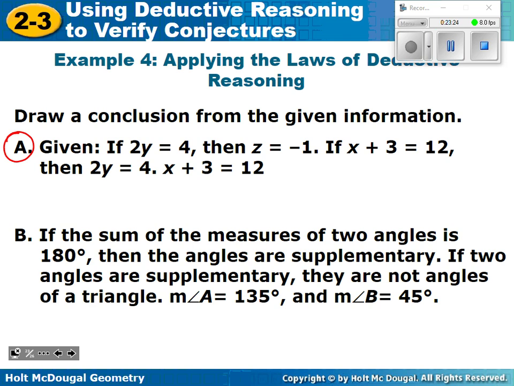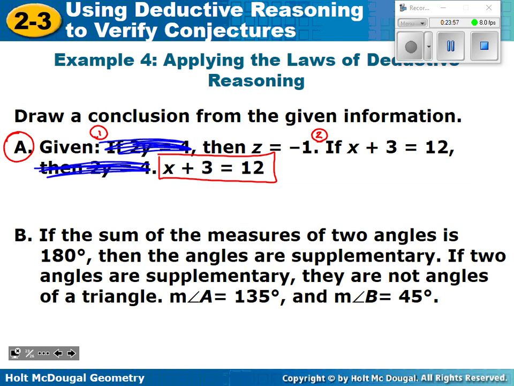So it says, given, if 2y equals 4, then z equals -1. So there's our first statement. Second one, if x plus 3 is equal to 12, then 2y is equal to 4. Then they give you some more information. X plus 3 is equal to 12. Okay? So we're supposed to come up with a conclusion. First thing we need to do is figure out what's the part they had in common. Cross it out. 2y equals 4, then 2y equals 4.